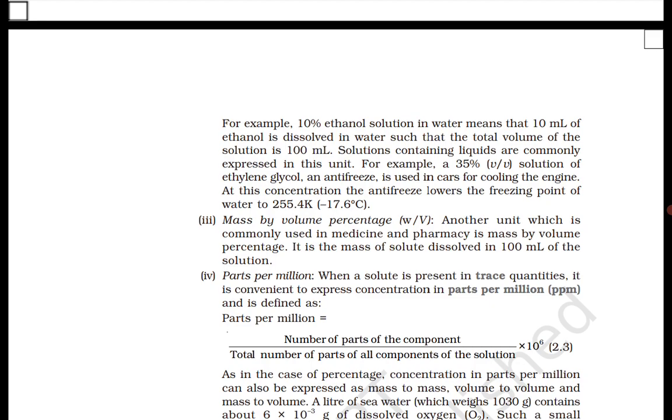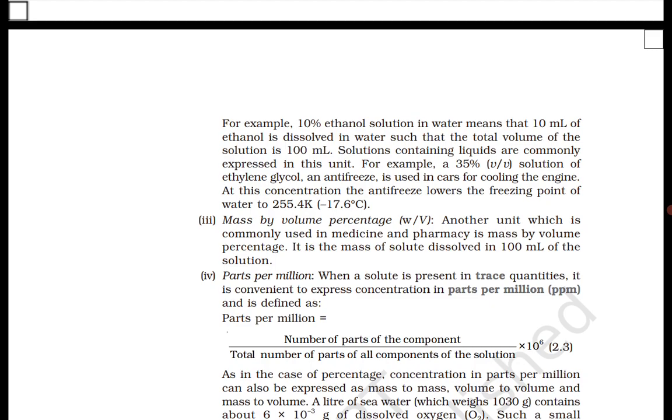For example, a 35% V by V solution of ethylene glycol, or antifreeze, is used in cars for cooling the engine. At this concentration, the antifreeze lowers the freezing point of water to 255.4 K, that is minus 17.6 degrees Celsius.